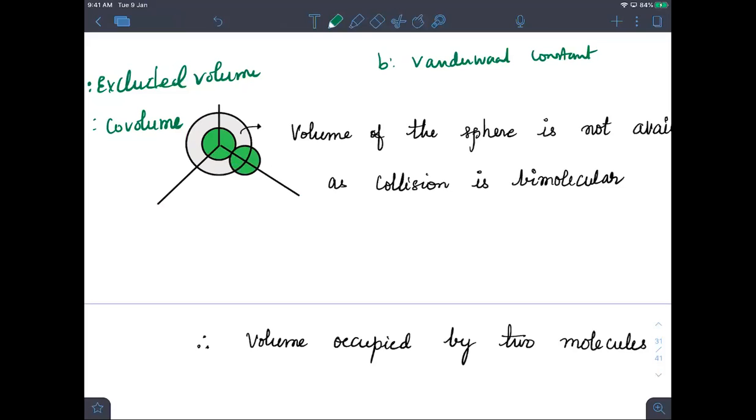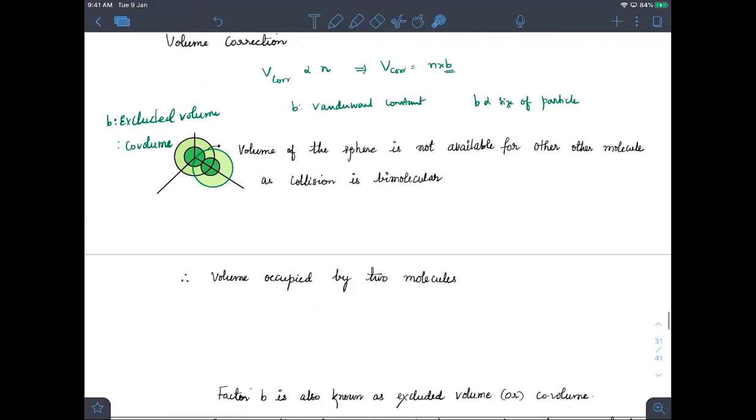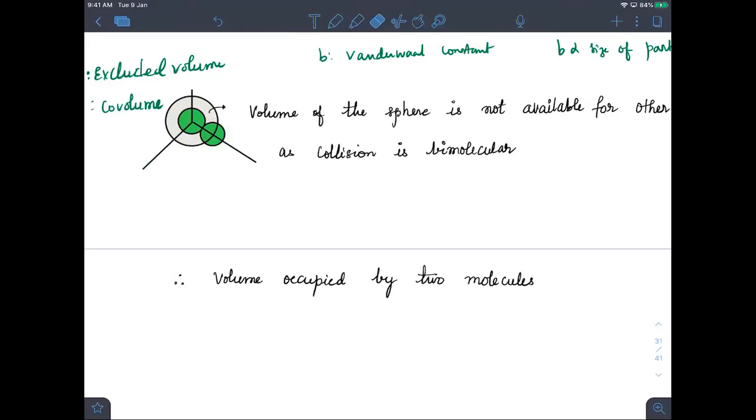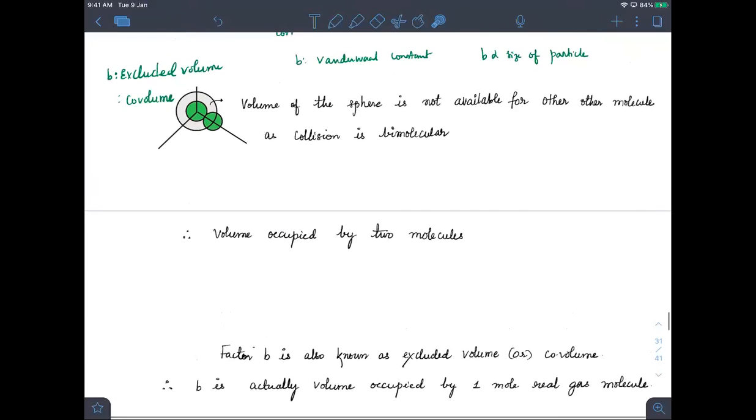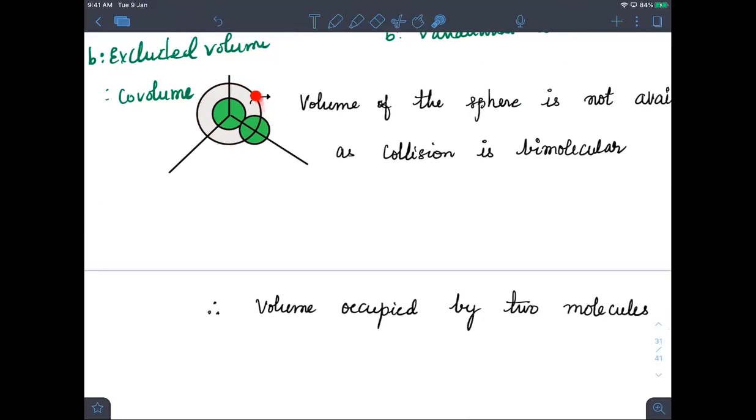So if I write this one, you can see these two paths, and this entire part I am highlighting here would be unavailable for another particle to come and collide. Got it? Now, if you take this entire volume on average, how much would that be? If you check the average volume occupied by two particles, it would be equivalent to the volume of this sphere.